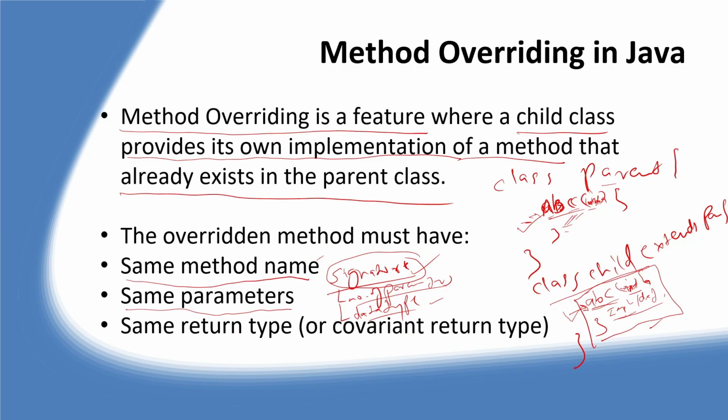But in the case of method overriding, the method name should be the same, similar to overloading. But in method overriding, the signature should be the same, not different. So whatever number of parameters, whatever data type we are using for the parameters, the same we have to use in the overriding method present in the child class. Okay, so this is the rule for method name and parameters.